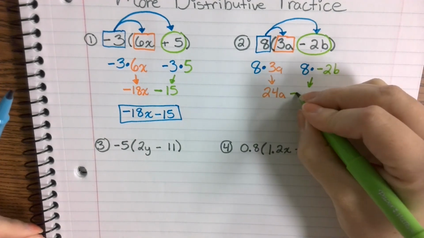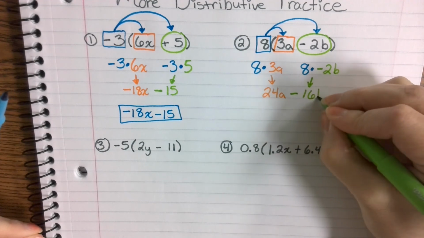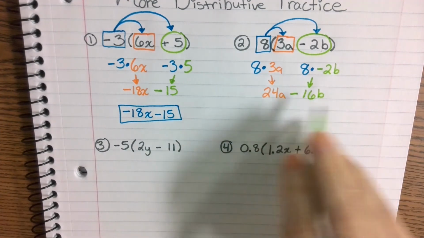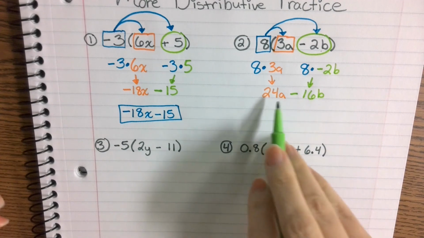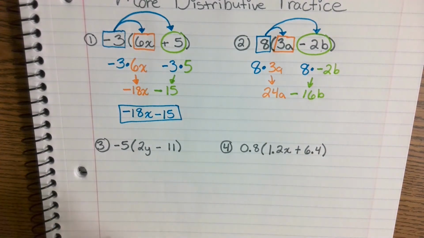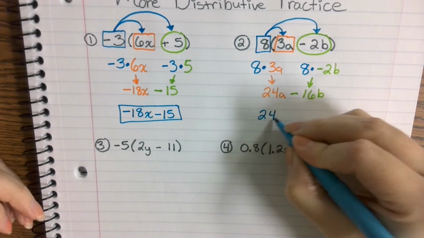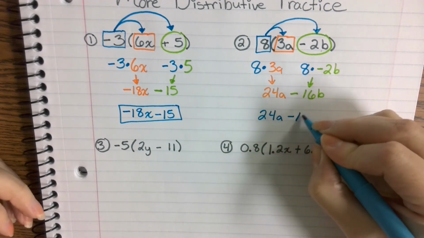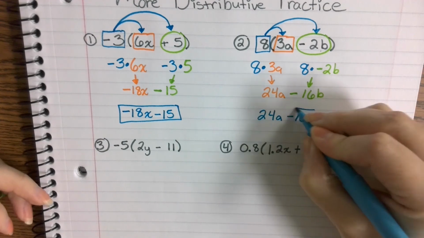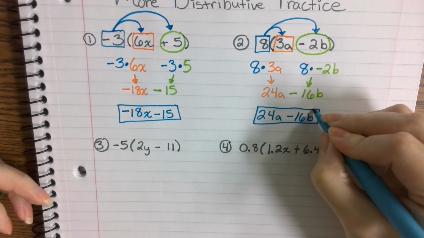So we're going to get a negative 16b. Now again, these are different from each other. Yes, they're both variables, but a is not the same thing as b. So they cannot be combined. This is as simplified as it's going to get. 24a minus the 16b.